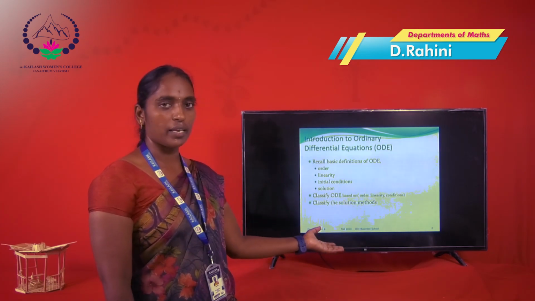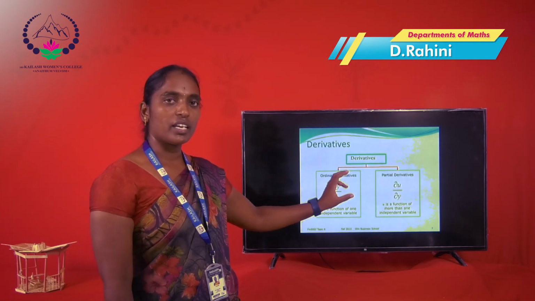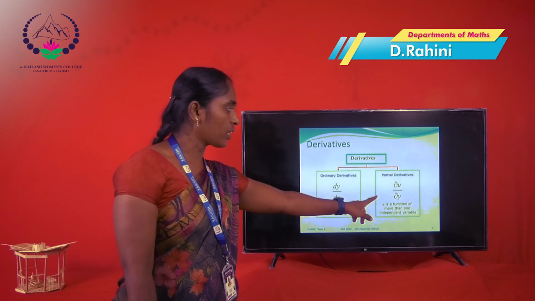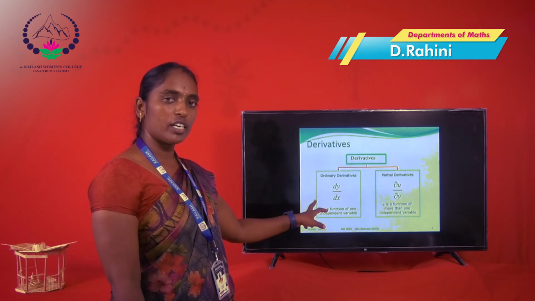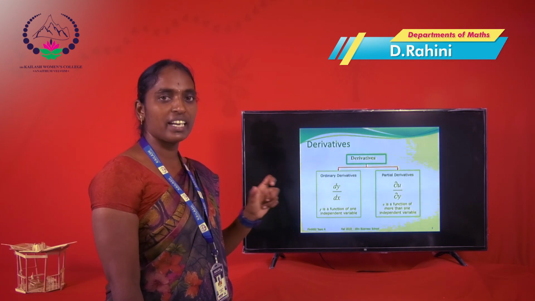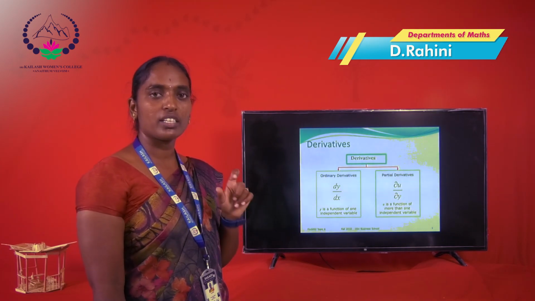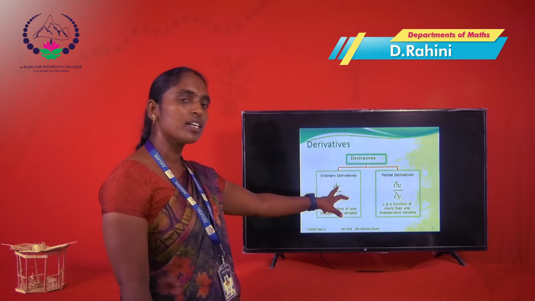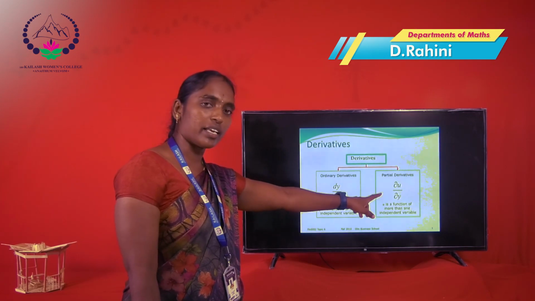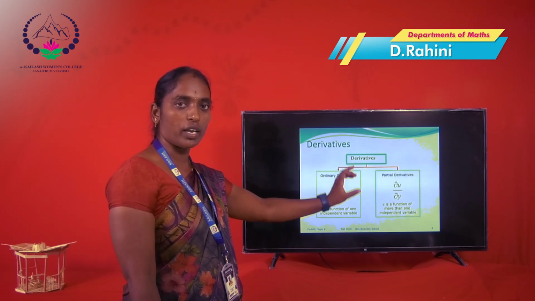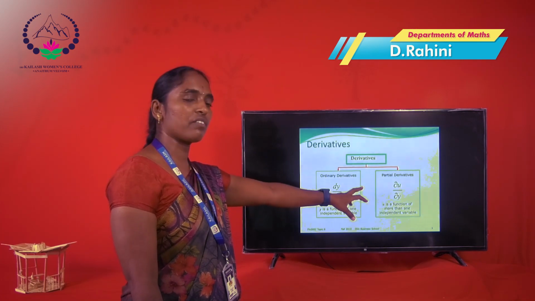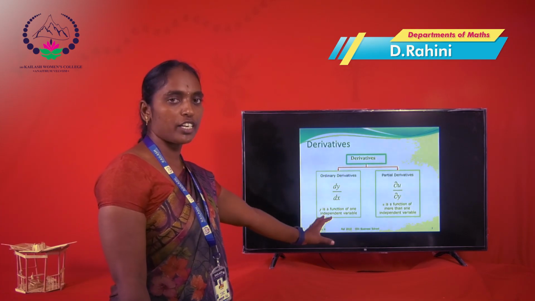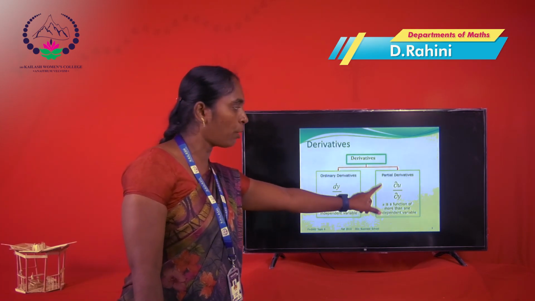Next we are going to see derivatives. In derivatives, we have two types: one is ordinary derivatives, another is partial derivatives. In ordinary derivatives, we use the notation D because D denotes differentiation, and the notation is dy by dx. In partial derivatives, we differentiate with respect to only one partial variable, so here we use dou u divided by dou y. This is the notation of ordinary derivatives and partial derivatives.